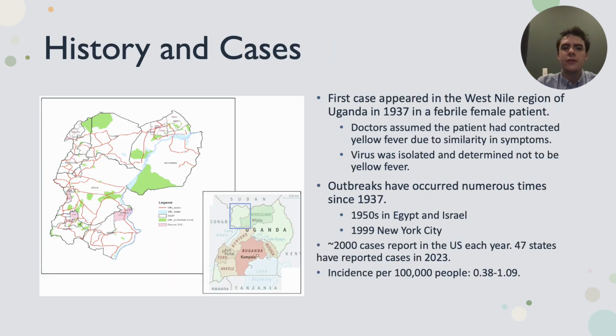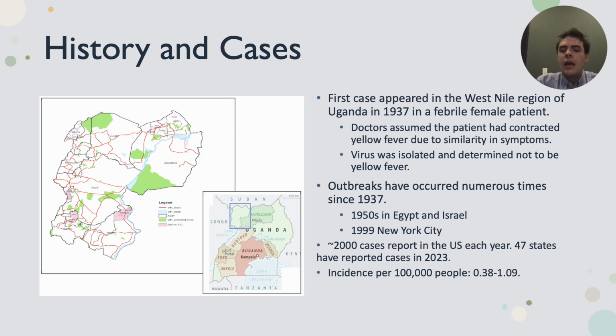In terms of history, we know that the first case of West Nile fever occurred in the West Nile region of Uganda in 1937. Our first patient was a female who presented with fever. Doctors actually assumed that she had simply contracted yellow fever due to widespread outbreaks in this region at the time.